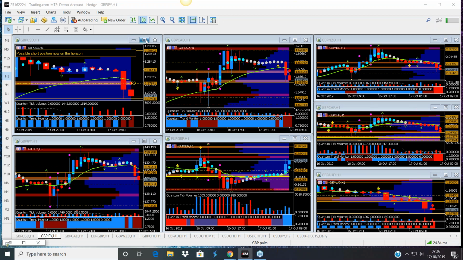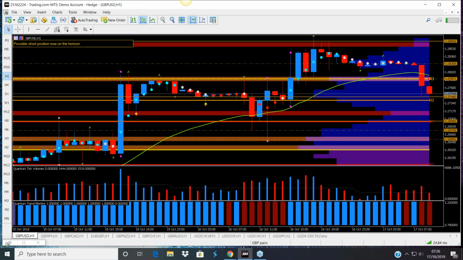So let's have a look. As we've had the cable at the bottom of the matrix, and what we have here, as we see prior to this news, what was the chart doing? Well, it was going sideways.